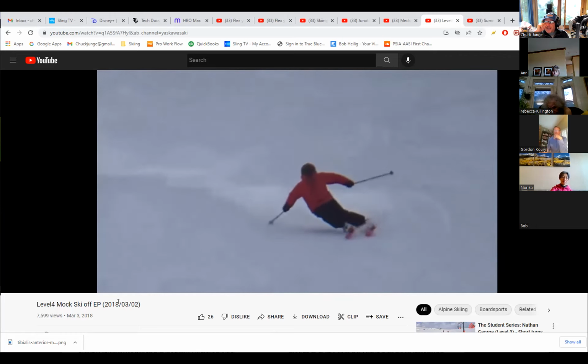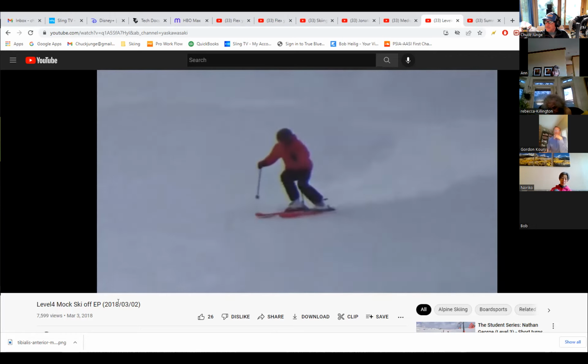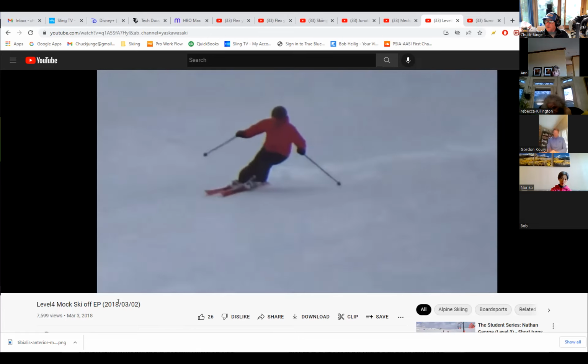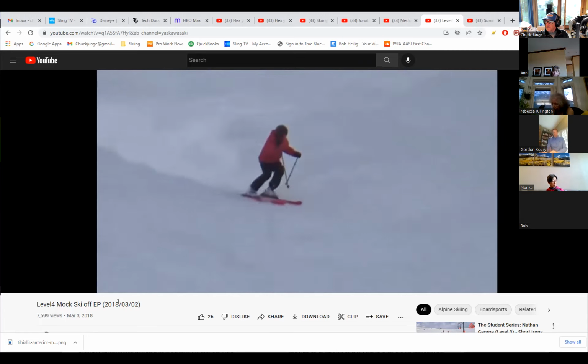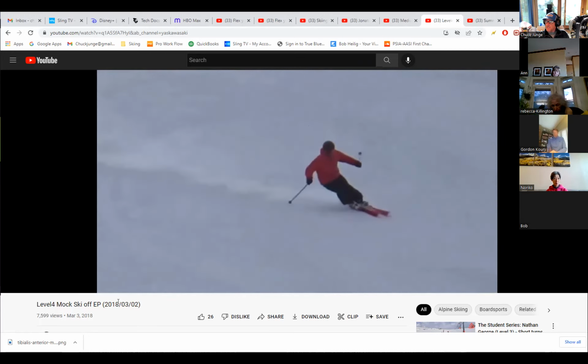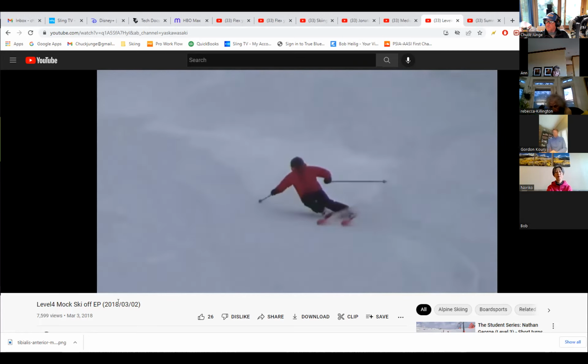And that was one thing I was going to add to the presentation, that since the center of mass travels a shorter distance down the hill than the skis do, it allows the center of mass to catch up to the skis whenever they get out in front of them.